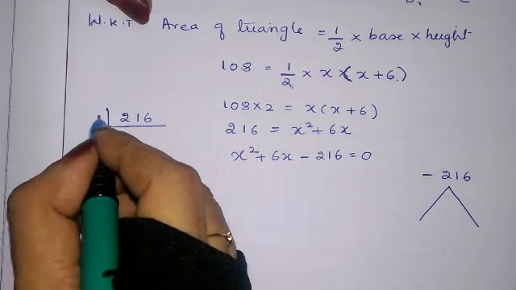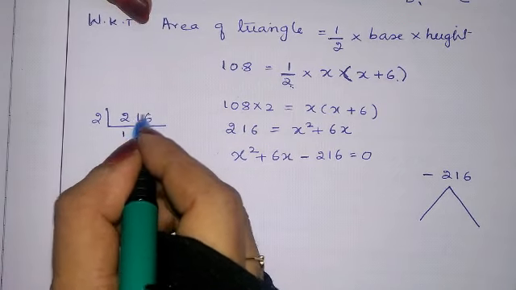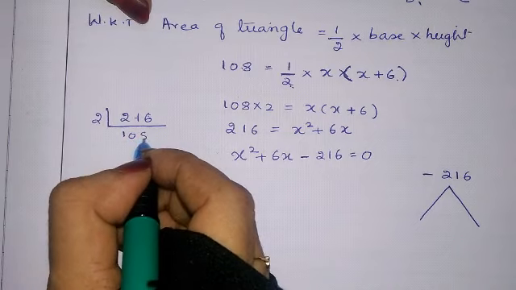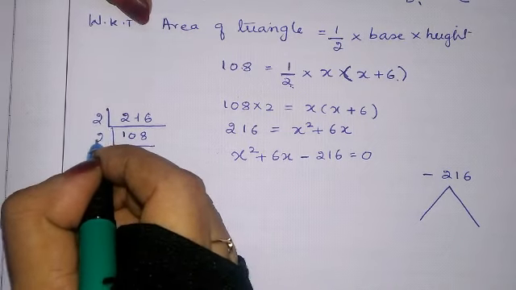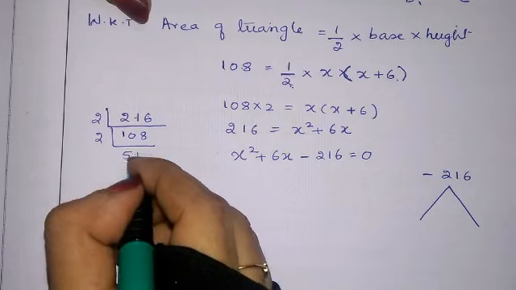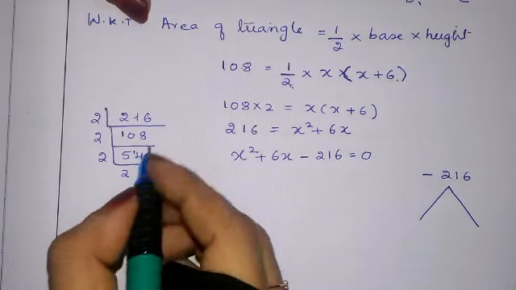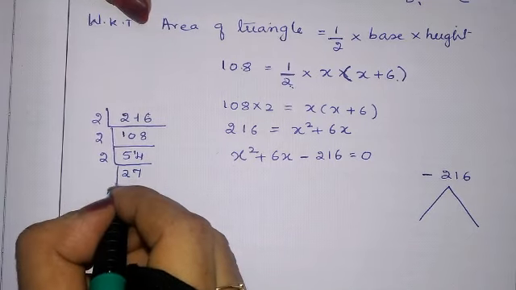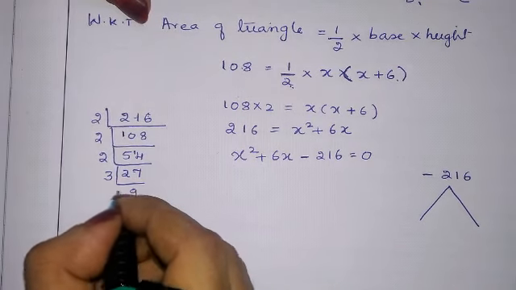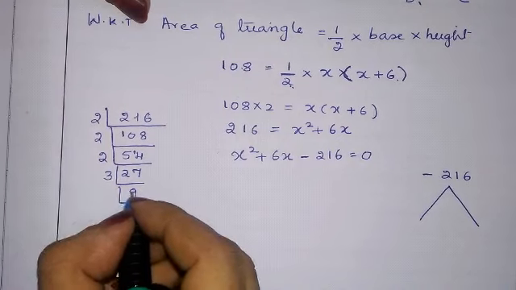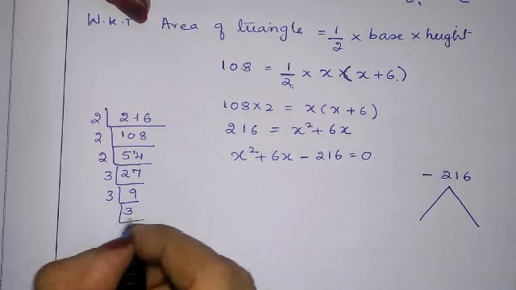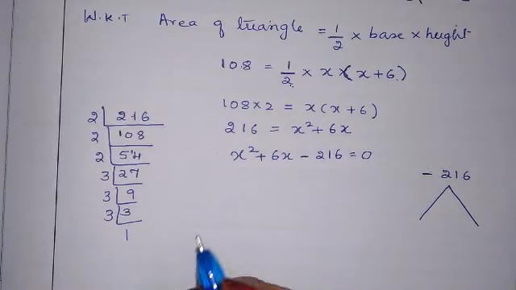216. 2 1s are 2. I'm taking 2 together, so 0. 2 8s are 16. 2 5s are 10. 2 4s are 8. 2 2s are 4. 2 7s are 14. 3 3s are 9. 3 9s are 27. 3 3s are 9. 3 1s are 3. Let us see the factors.